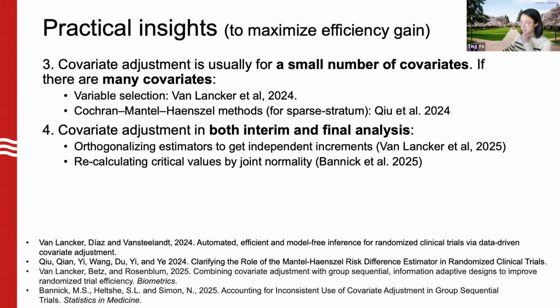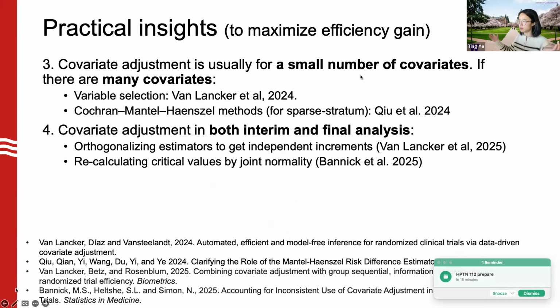And the third point is that covariate adjustment is usually for a small number of covariates, for 2 reasons. The first is to have better finite sample type 1 error control. And the second is to have more guarantee on power gain, because if you adjust for a large number of covariates, there may not be power gain. You may have power loss because you estimate too many parameters.